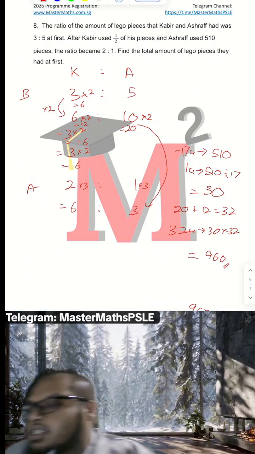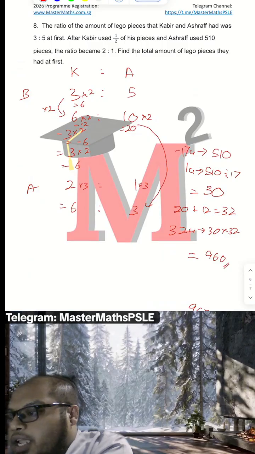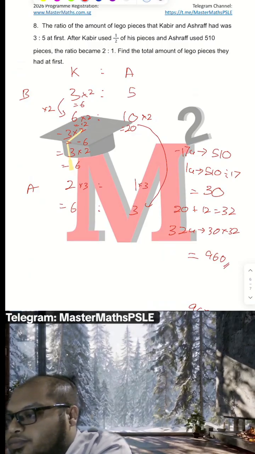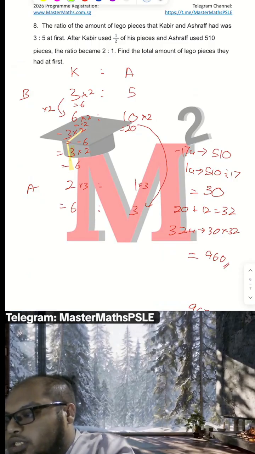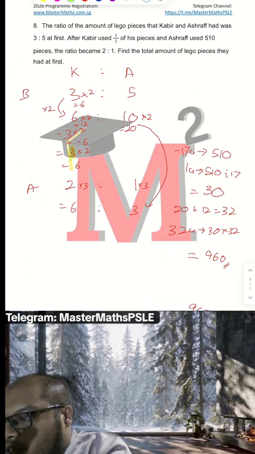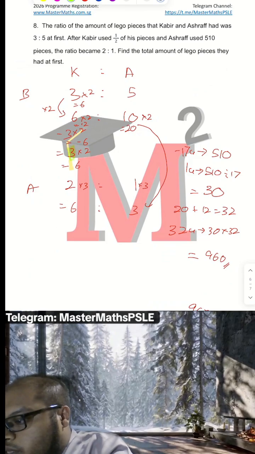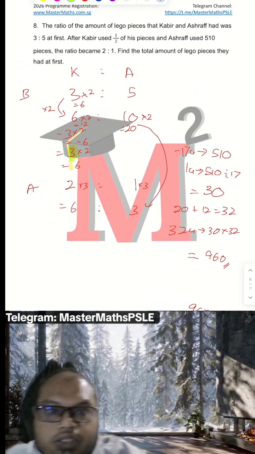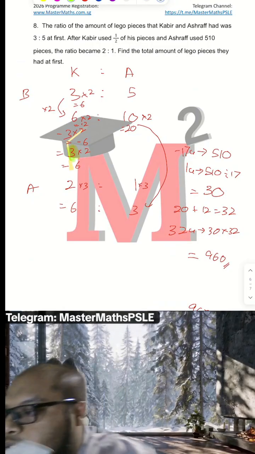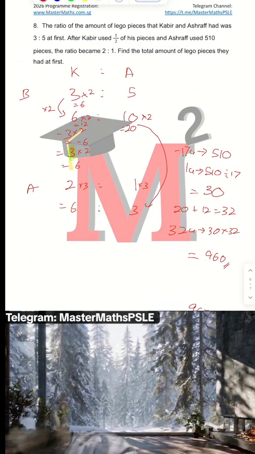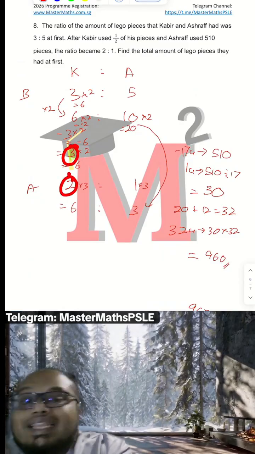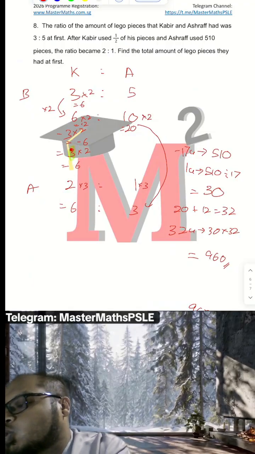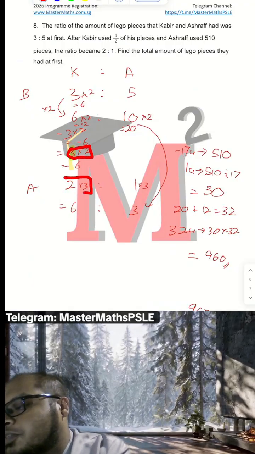So the thing here is about this amount at the end here. Okay, this 3. Is the green visible? No, it's not. Now I use a pointer. This 3 here, I need to make it the same as these 2. So that's why I times 2 times 3.